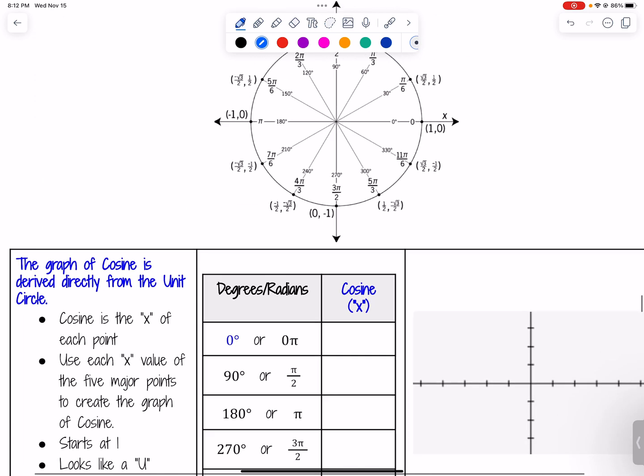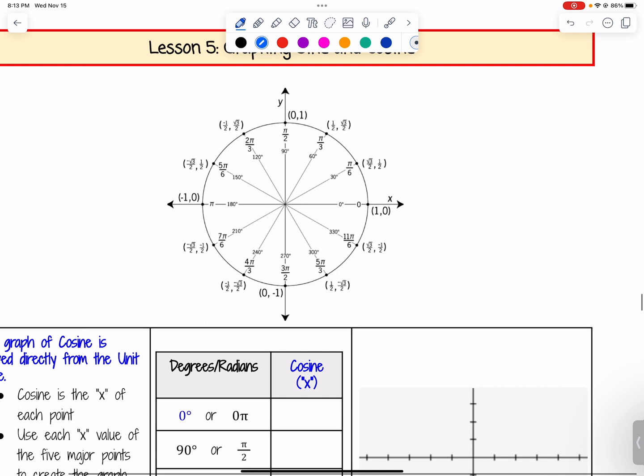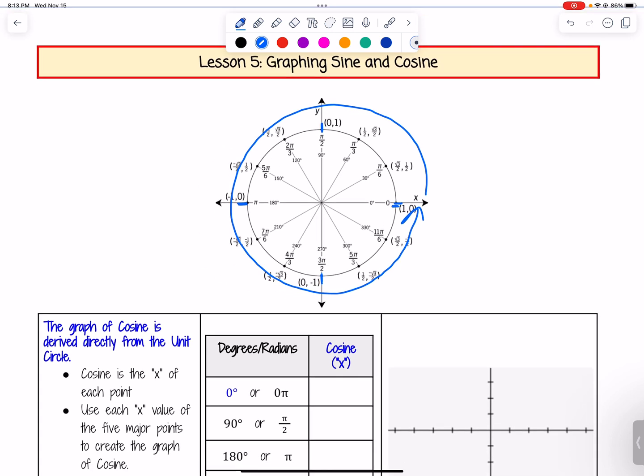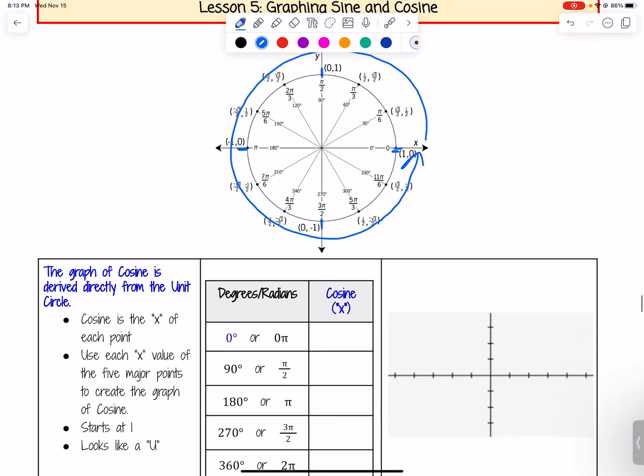And so we're going to take the 5 major points of our graph. So we have 0, we have 90 degrees or pi over 2, we have 180 degrees or pi, we have 3 pi over 2, which is equal to 270 degrees, and then back to 360 degrees or 2 pi. And so that helps us to graph one full rotation, or period, of the graph of cosine.